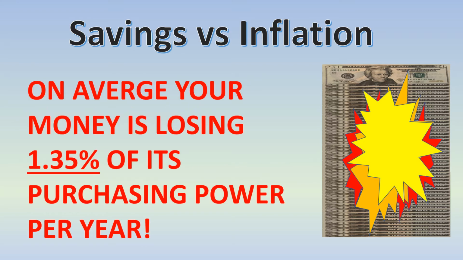Now, I know what you're thinking. I just threw a bunch of numbers at you. What does that mean? Essentially, right now, that means you're losing about 1.35% of your purchasing power per year. Things are getting 1.35% more expensive than the money is earning in interest in your savings account. Theoretically, you are therefore losing purchasing power by having money in a savings account.